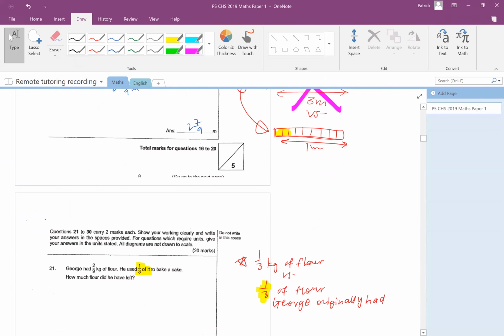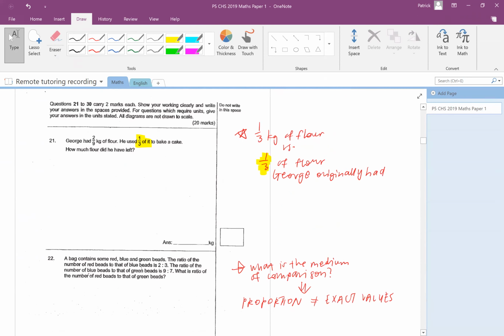Okay, so let's move on to question 21. George had 29 kg of flour. He used 1/3 of it to bake a cake. How much flour did he have left? So this is the same concept as the previous question, except it's the exact opposite lah. 1/3 kg of flour versus 1/3 of flour George originally had.